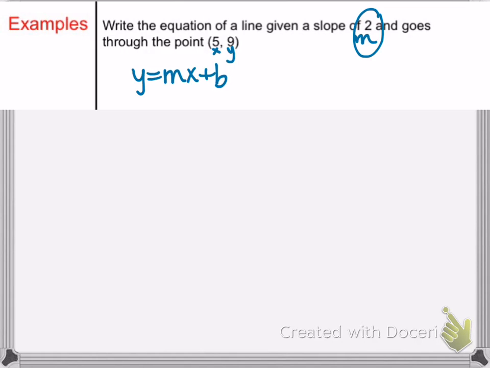So all I have to do is put 5 in for x, that's my x coordinate, and I have to put 9 in for y, that's my y coordinate. So I'm going to go ahead and plug those 3 numbers in, and it's going to look just like that. I'm looking to solve for b. I don't know what that is.